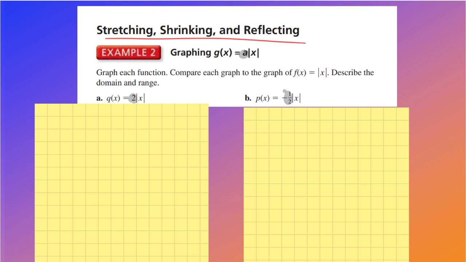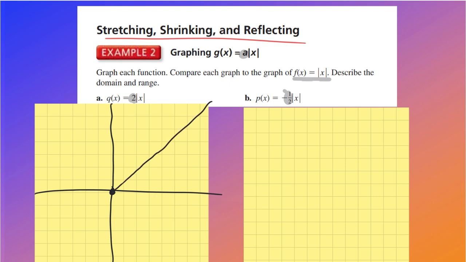So here we could create a table. We're going to do A with the table and B, we'll do mental. So A here, we're going based on our parent. The first thing I'm going to do is graph our parent, which they told us the vertex is 0, 0. Here in absolute value we have a V shape. So when you guys see a V, know there's an absolute value happening there. This is f.